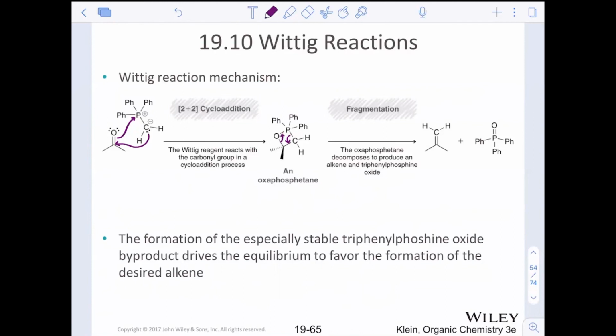Remember, alkenes are not as stable as ketones or aldehydes. Carbon-carbon double bonds are not as stable as carbon-oxygen double bonds. So it's really this triphenyl phosphine oxide that is driving the reaction forward.